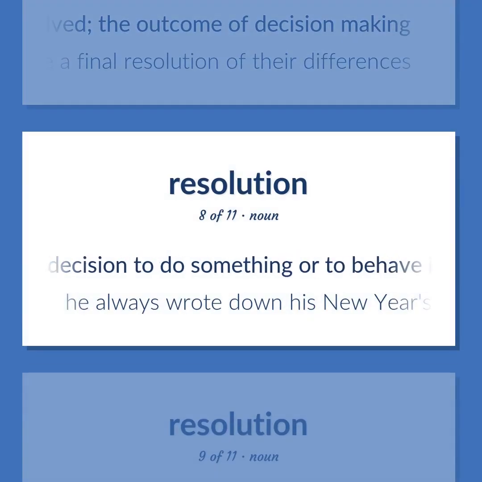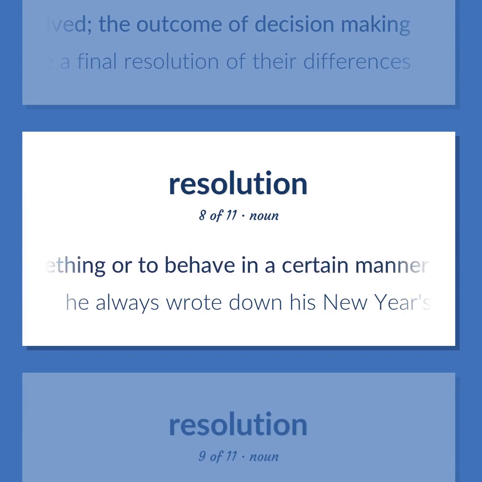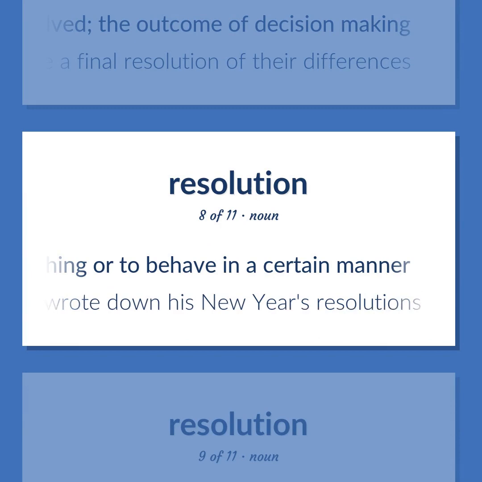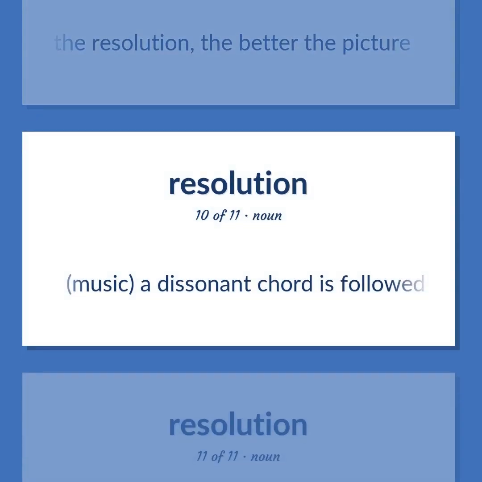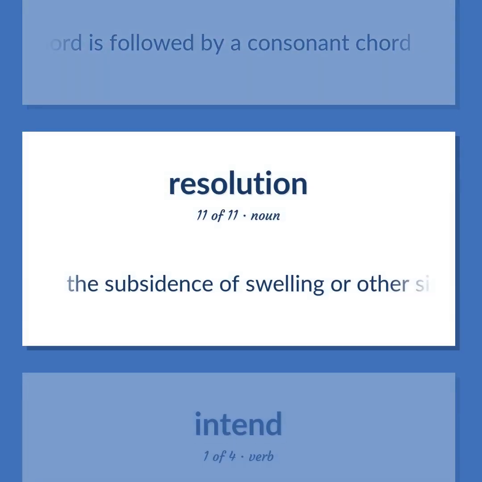A decision to do something or to behave in a certain manner. He always wrote down his New Year's resolutions. Computer science. The number of pixels per square inch on a computer-generated display. The greater the resolution, the better the picture. Music. A dissonant chord is followed by a consonant chord. The subsidence of swelling or other signs of inflammation, especially in a lung.